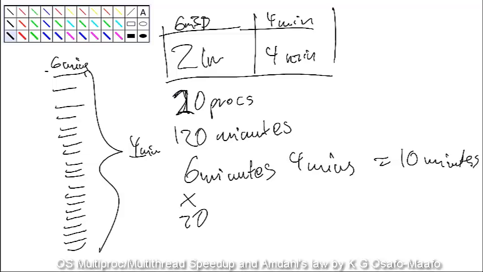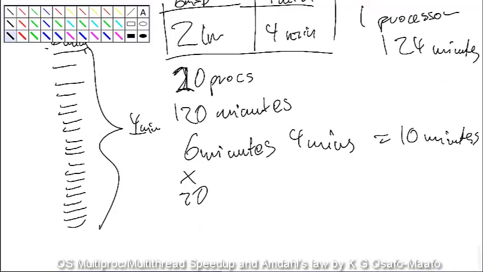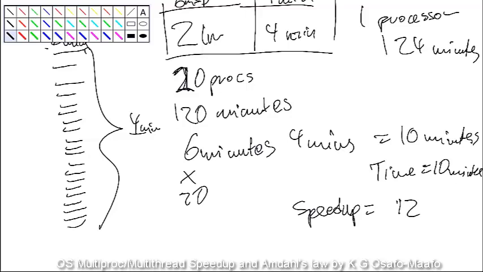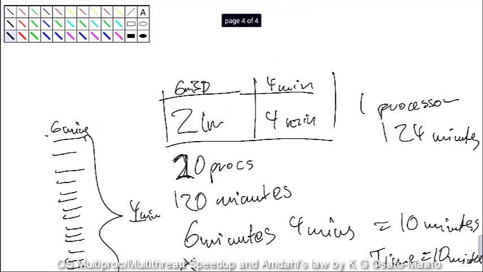So now that I have 10 minutes, and knowing that if it's one processor, it takes 124 minutes. My speed up for this, so this is the time it took, if they are 20, is 10 minutes. So my speed up is going to be 124 divided by 10, which is 12.4. Right. Now let's use Amdahl's law to work the same problem.